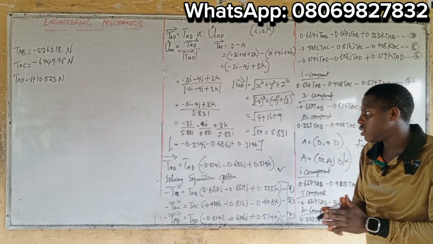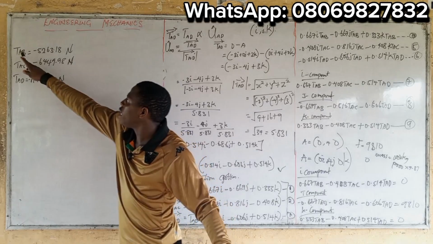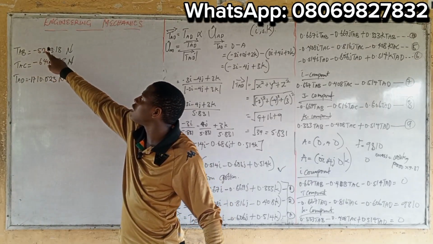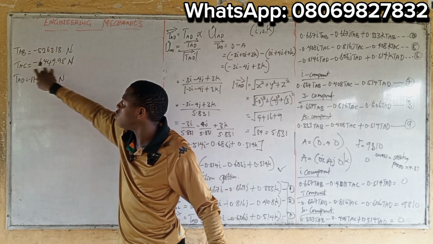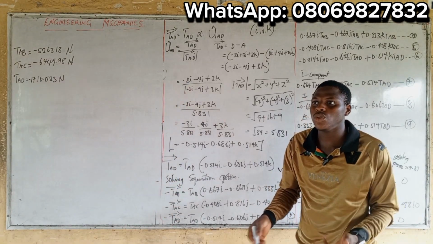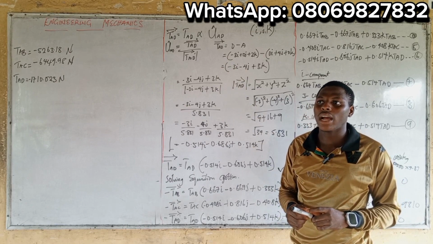After doing that with your calculator, you now arrive at this answer here. Your TAB to be minus 5263.18 Newton. You've gotten your TAC to be this and your TAD to be this. So this is the approach in which you use in solving 3D problems or 3D calculations.